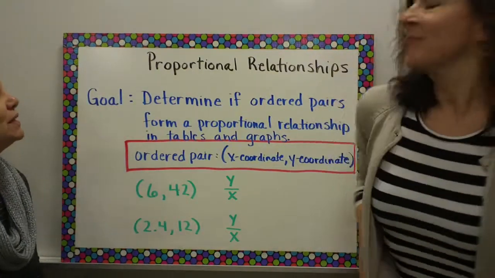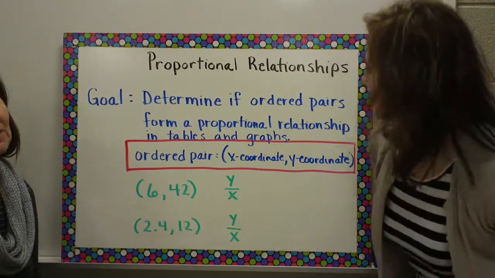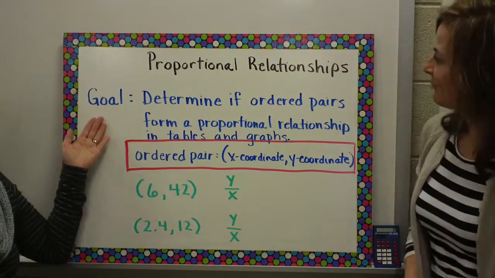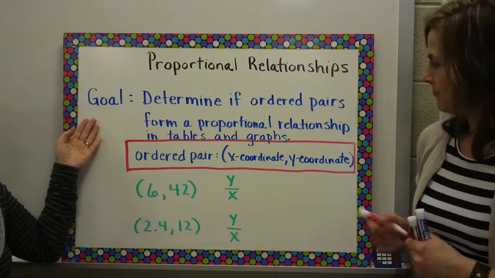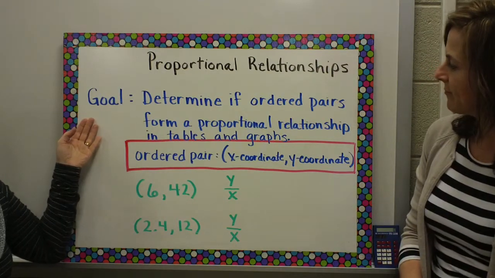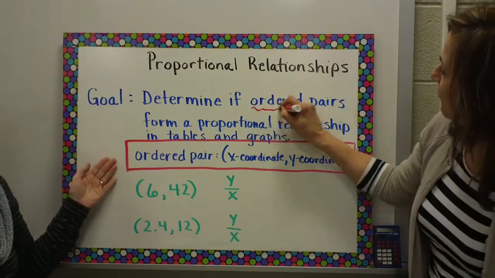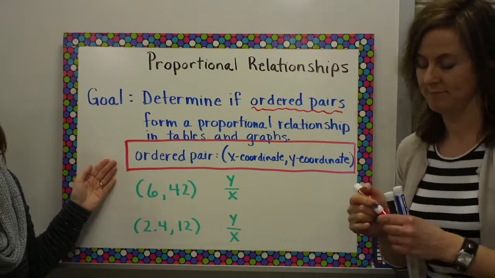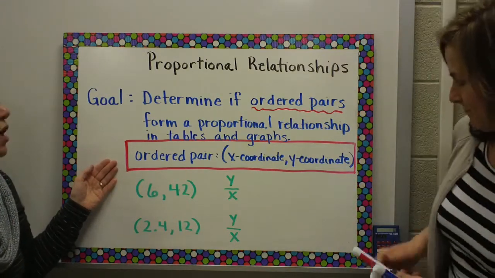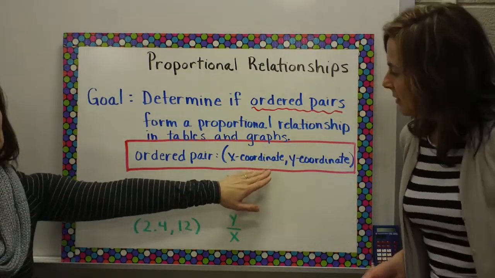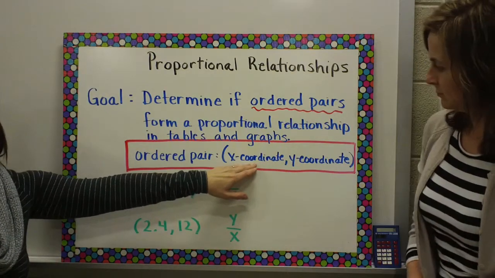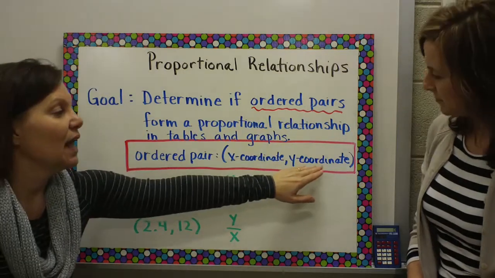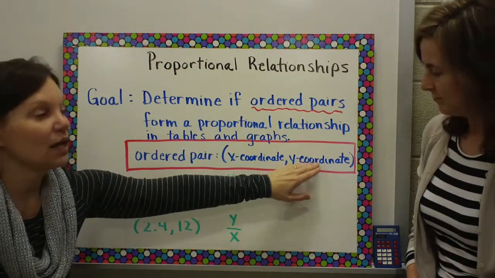Hello, today we're going to be talking about proportional relationships. So our goal today is to determine if ordered pairs form a proportional relationship in tables and graphs. We're going to do a little bit of background information to remind you about what ordered pairs are. Ordered pairs you're going to be finding in parentheses, with a comma in between. The first number is going to tell you the x-coordinate, and the second will tell you the y-coordinate.